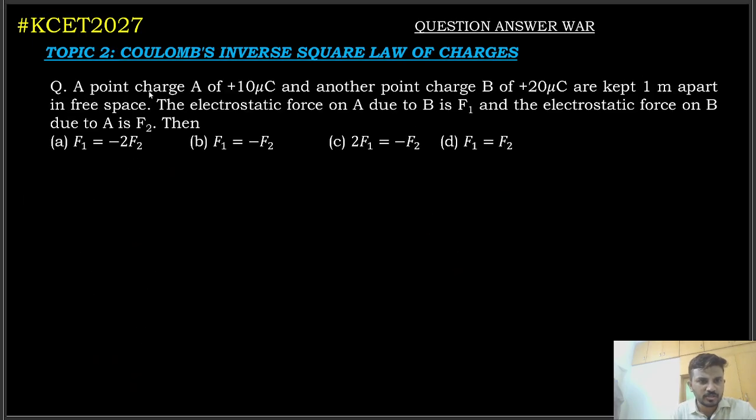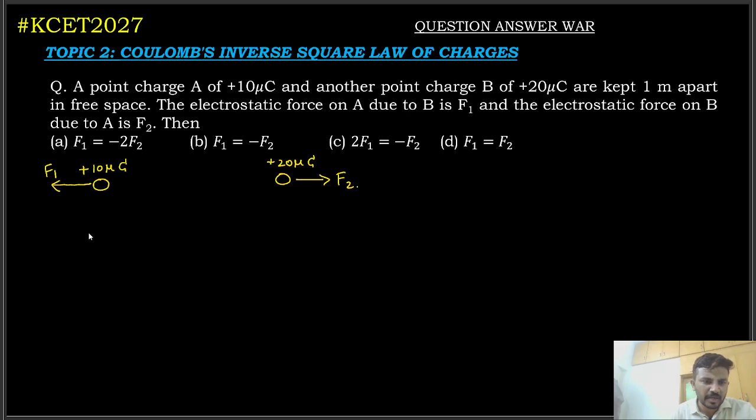A point charge A of 10 microcoulomb and another point charge B of 20 microcoulomb are kept 1 meter apart. Let's consider. Here we have a charge. Here we have a charge. 10 microcoulomb and 20 microcoulomb. Both are positive charges. The electrostatic force on A due to B is F1. And the electrostatic force on B due to A is F2. Then, which of the following is correct?